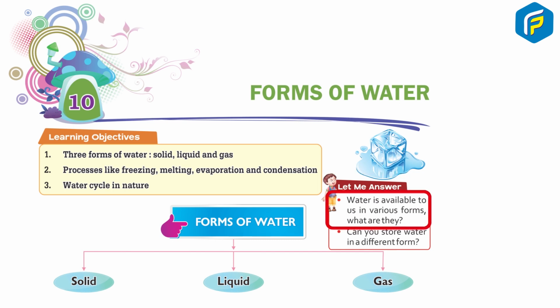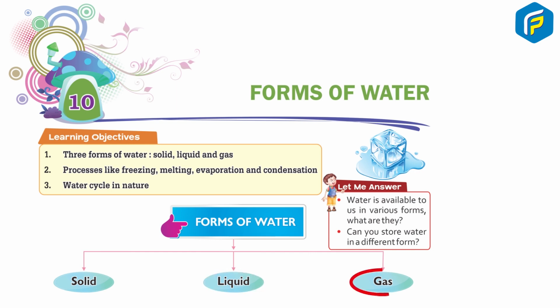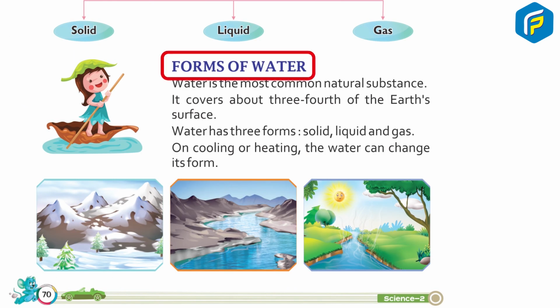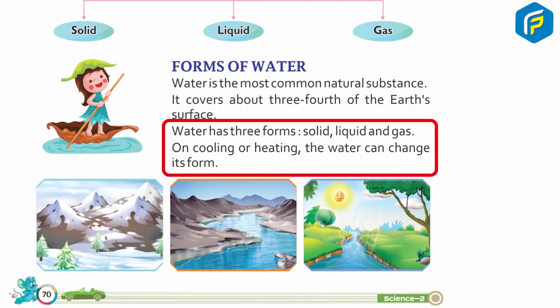What are they? Can you store water in a different form? Forms of water: solid, liquid, gas. Water is the most common natural substance. It covers about 3/4 of the Earth's surface. Water has 3 forms: solid, liquid and gas. On cooling or heating, the water can change its form.